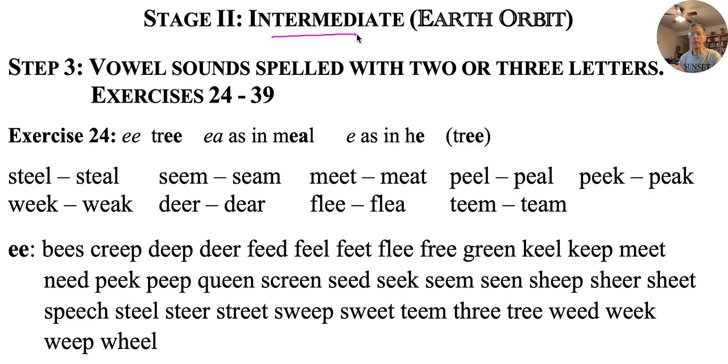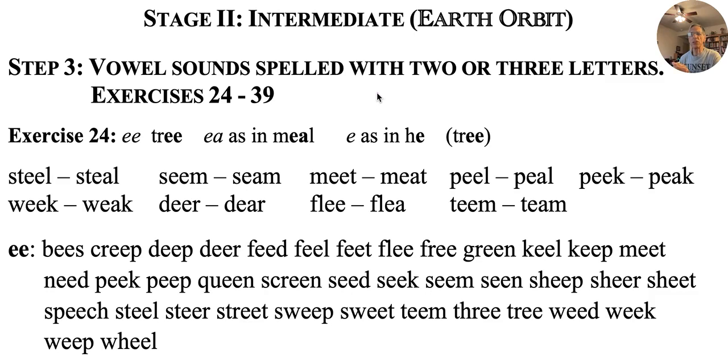Earth Orbit, or the intermediate stage, is very important because now we're going to introduce the spellings for the long vowels, and this is going to be a whole new different thing. So we're going to study all the long vowel sounds, A, E, I, O, U, and then we're also going to study other vowel sounds that are spelled with 2 or 3 letters. So we're doing step 4. There are 6 steps altogether, and in the intermediate stage, there is step 3 and step 4. So now we're going to be looking at vowel sounds spelled with 2 or 3 letters.